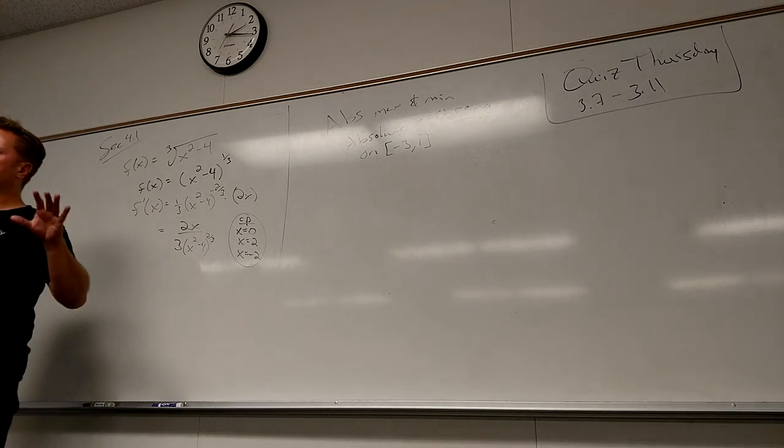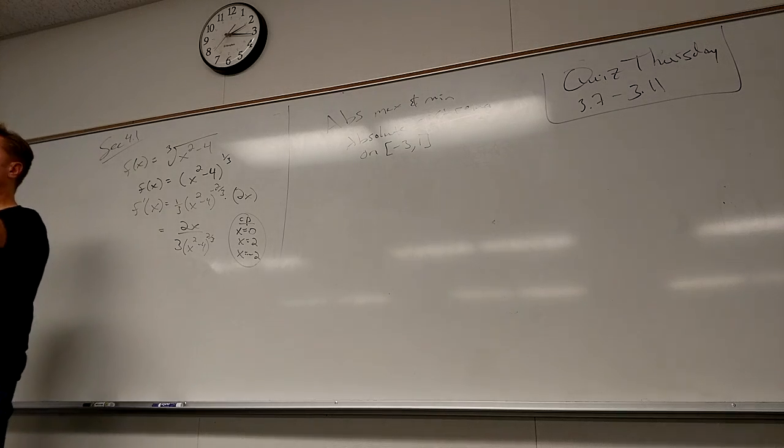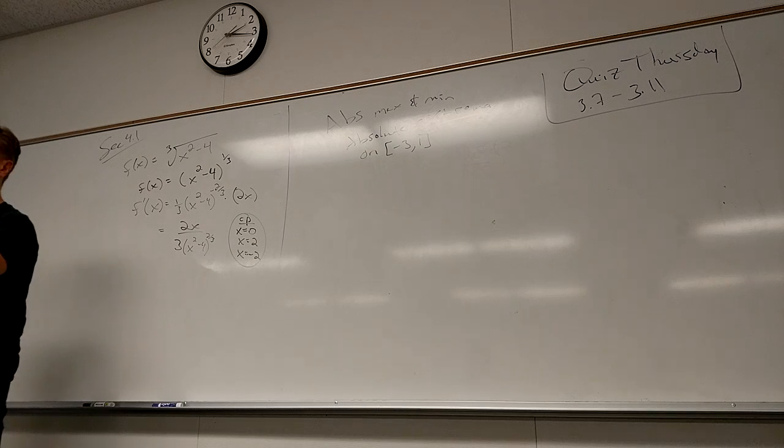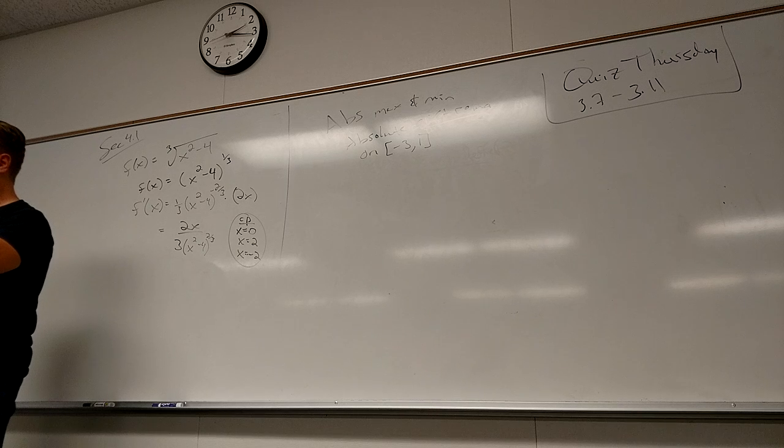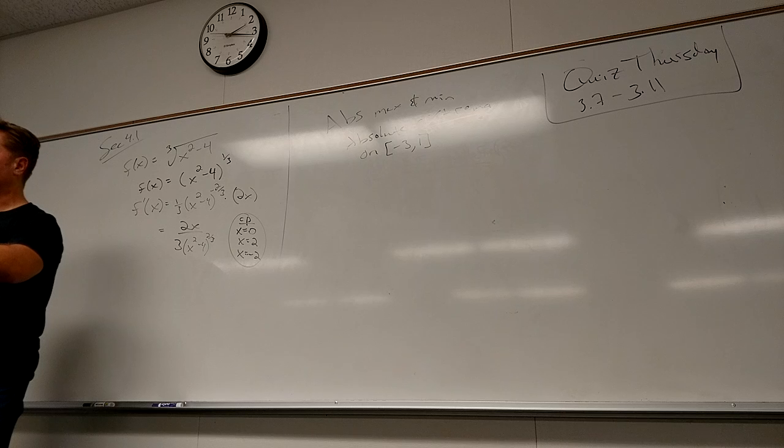So what are all the things I've got to check? This is too beautiful to believe. All you've got to do is plug a bunch of things into the function and see who wins. For absolute max and min, it's that easy. So where could it occur? What are all the things I need to check?